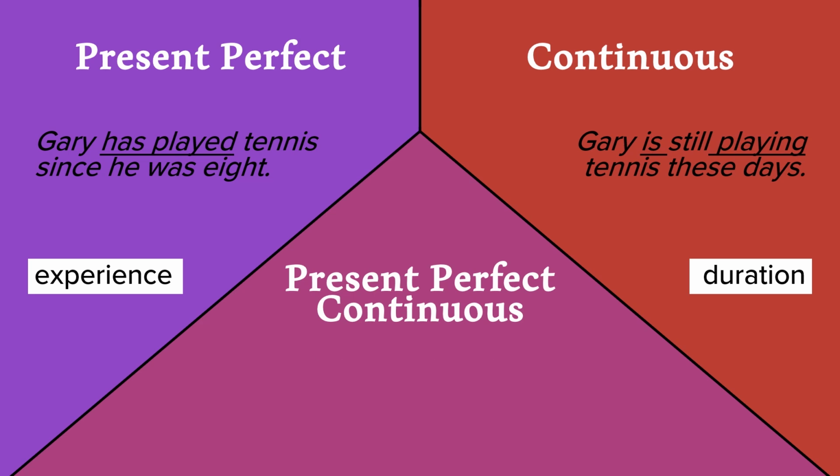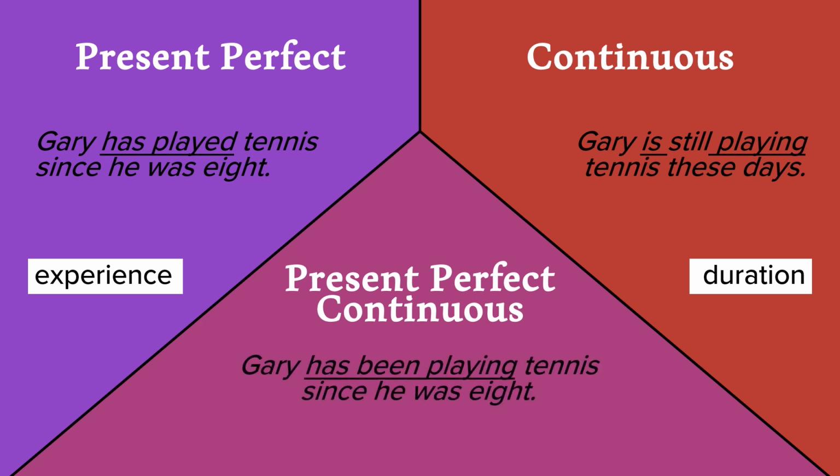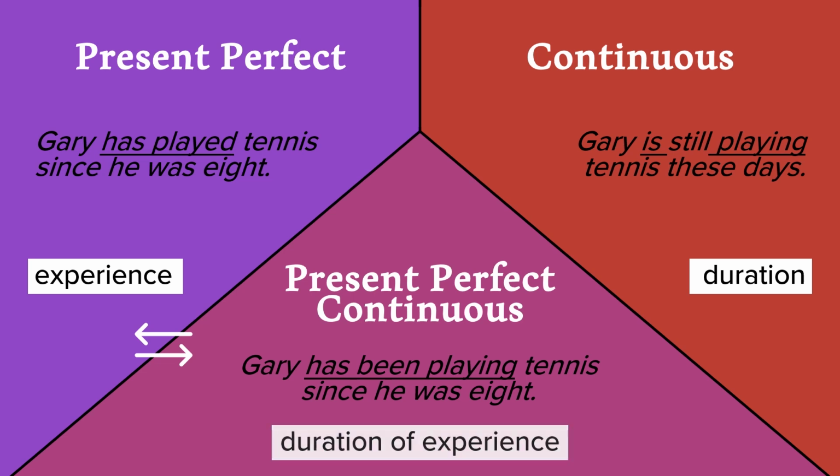Combined together, we might say, Gary has been playing tennis since he was 8, so now he's ready for a change. In practice, has been playing is interchangeable with has played in this context. With present perfect continuous, you're simply drawing a bit more attention to the duration.